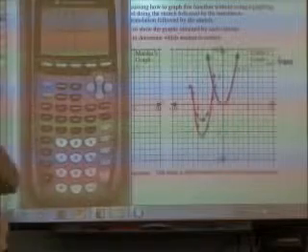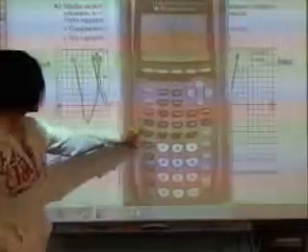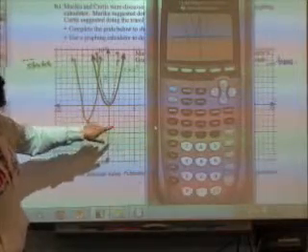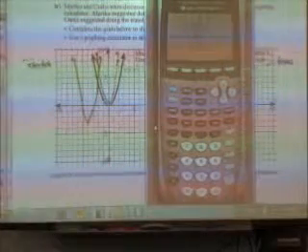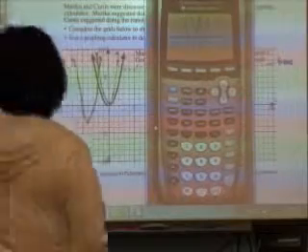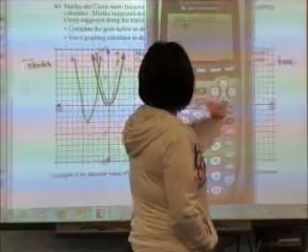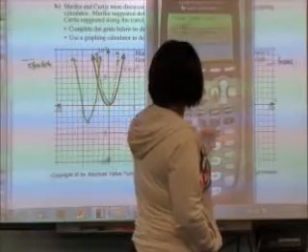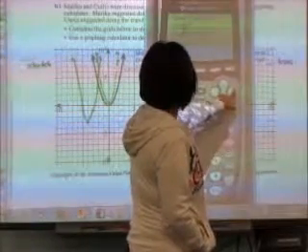So does the vertex look like it's at... Marika's vertex was at (-4, -3). I think I have the equation written wrong. Yep. It should be x plus 4, sorry. x plus 4 minus 3. That might be better.